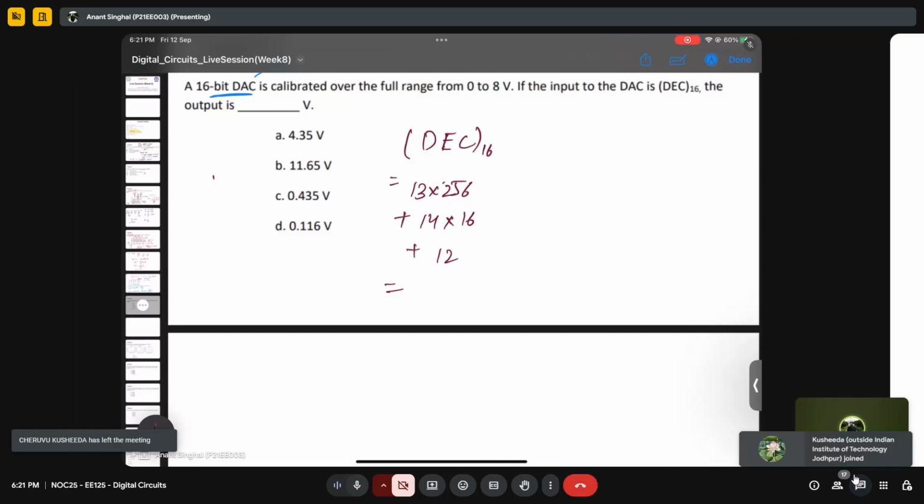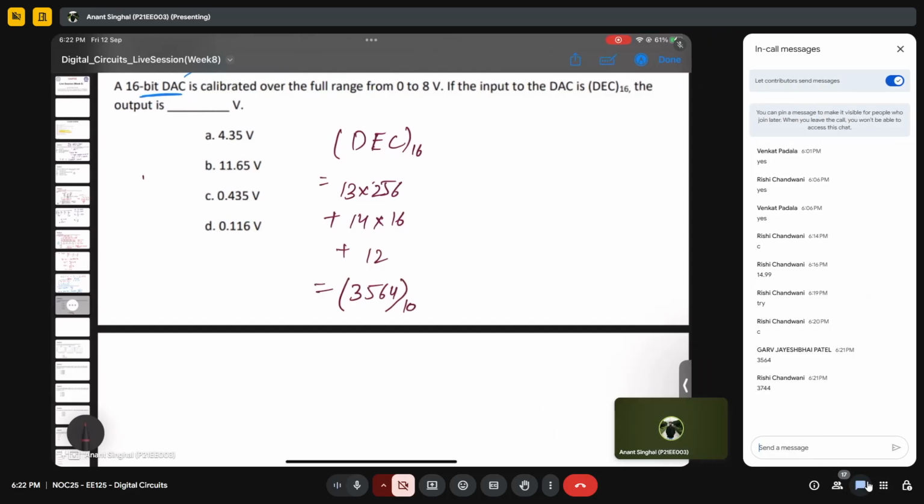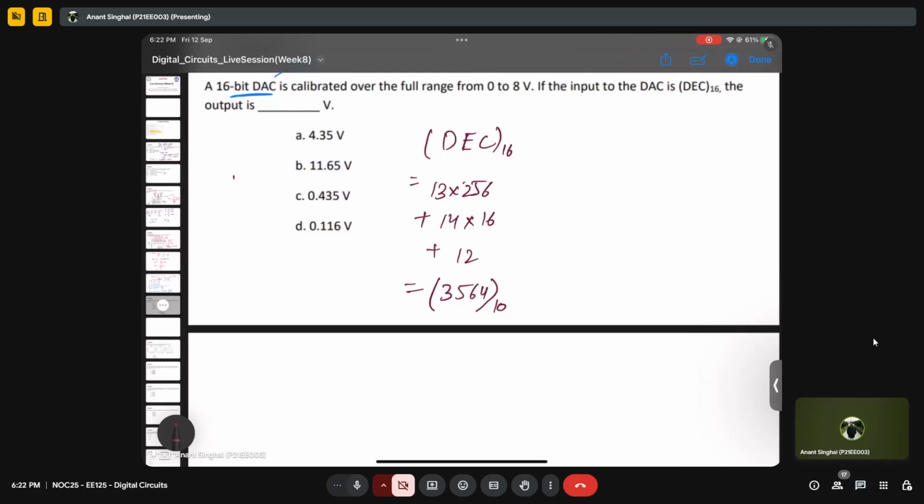Okay, I need to calculate it myself, I think. So it's 460 plus 16, 14. Okay, so I'm getting 3564 to the base 10. So please check your answer. I'm not sure. Someone has written 3744. Please check your answers again.